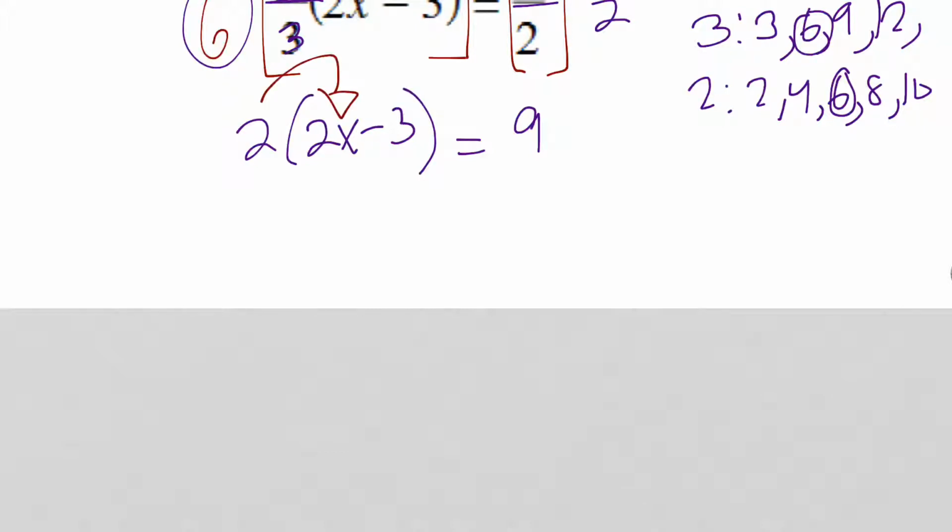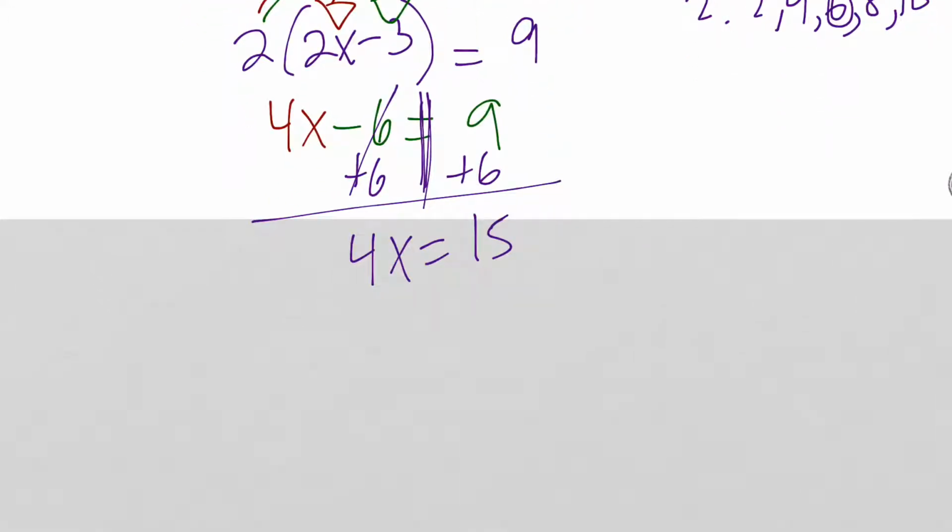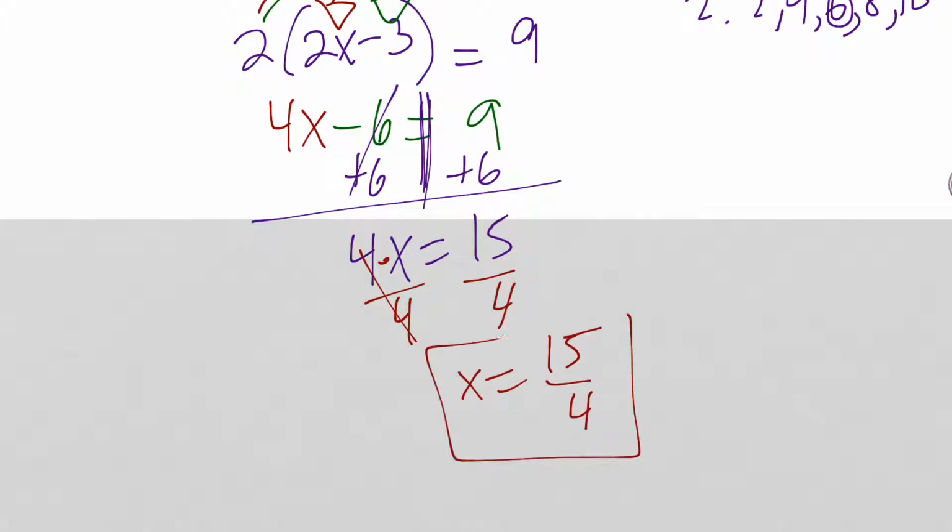So 2 times 2x, 4x. 2 times negative 3, negative 6. Add 6 to both sides of your equation, so to the other side of the equal sign, that's why we draw this line. And you get 4x equals 15. When you divide both sides by 4, because you want to isolate the variable, you can't, so you rewrite it. You can write it as a mixed number or an improper fraction or a decimal. I'll take any of those answers.